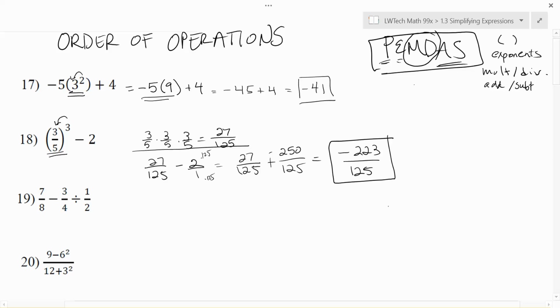All right, taking a look at number 19. This one has lots of fractions, and we have both subtraction and division. So it is important in this case that we do the division first. So let's concentrate on this part. So I have to do 3/4 divided by 1/2.